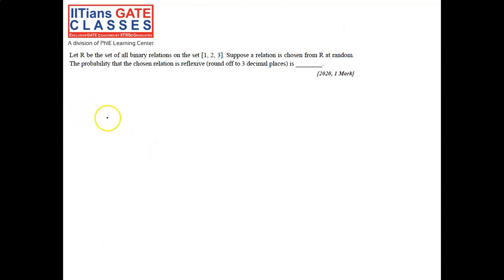The next question says: let R be the set of all binary relations on the set {1, 2, 3}. So what is it saying? It's saying that R is the set of all binary relations. We already know that if you are defining a relation R on a set A, then a relation is nothing but a subset of A cross A. Any relation on a set A is nothing but a subset of A cross A.